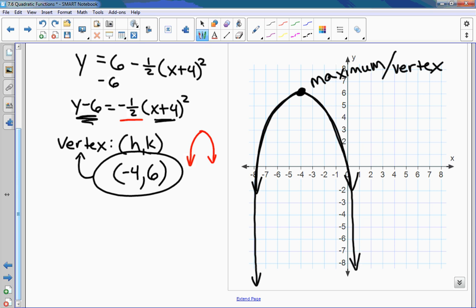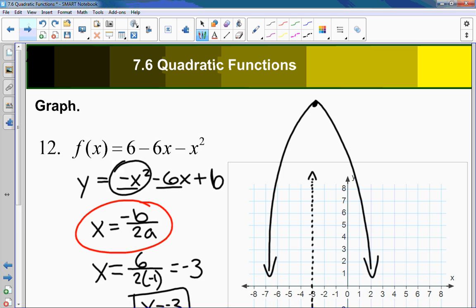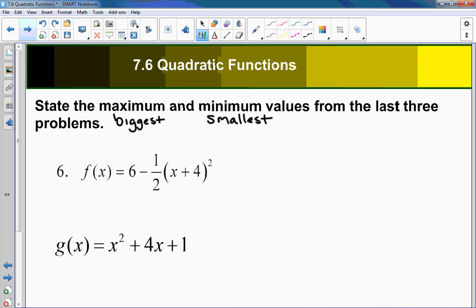The maximum point will double as the vertex. So if I'm asked what is the maximum on the graph, number 6, f of x equals 6 minus 1/2 (x plus 4) squared, it's going to say there is a maximum that exists, and that maximum is (negative 4, 6). So the maximum also doubles as the vertex.